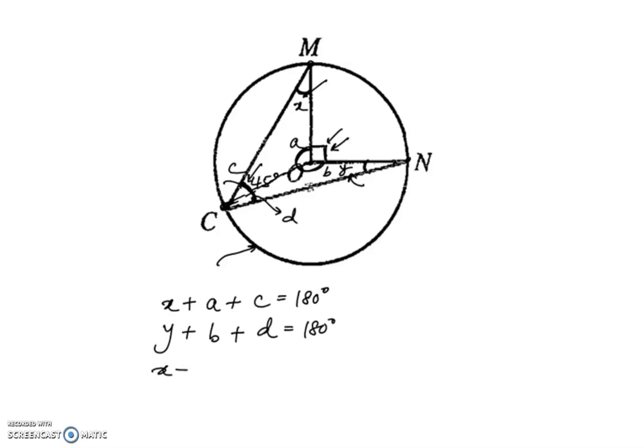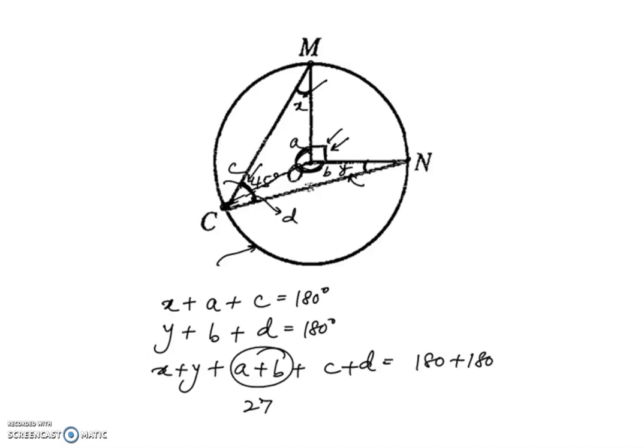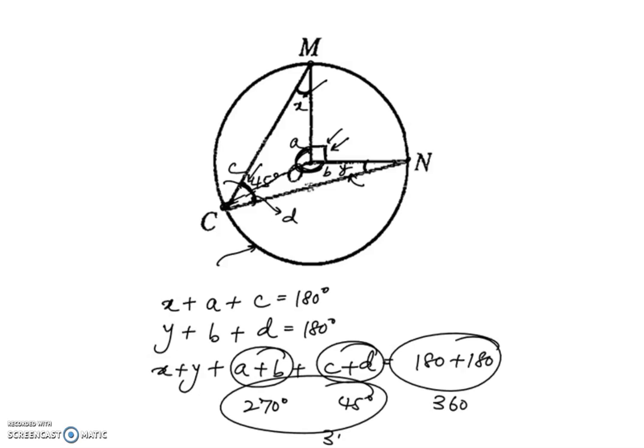And if I add them, I get X plus Y, so this is kind of what I had observed before, writing it in this form. A plus B is this angle, 270. And then C plus D is 45. Which means this total is 360. We add these up, this is 315, which means X plus Y is 360 minus 315, which is 45.